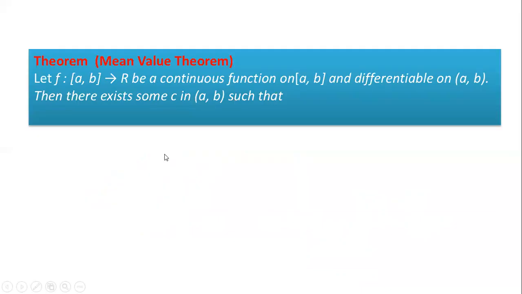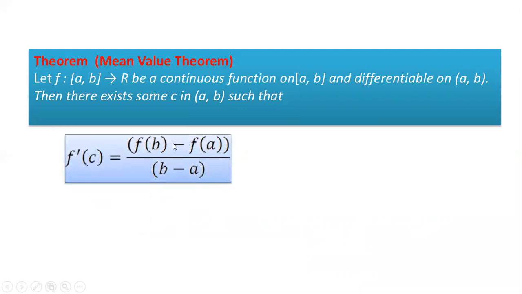Now we are going to study the mean value theorem. Suppose f is a function from closed interval [a, b] to R, a continuous function on closed interval [a, b] and differentiable on open interval (a, b). Then there exists some c in open interval (a, b) such that f'(c) is equal to (f(b) minus f(a)) upon (b minus a). So the whole definition is the same.